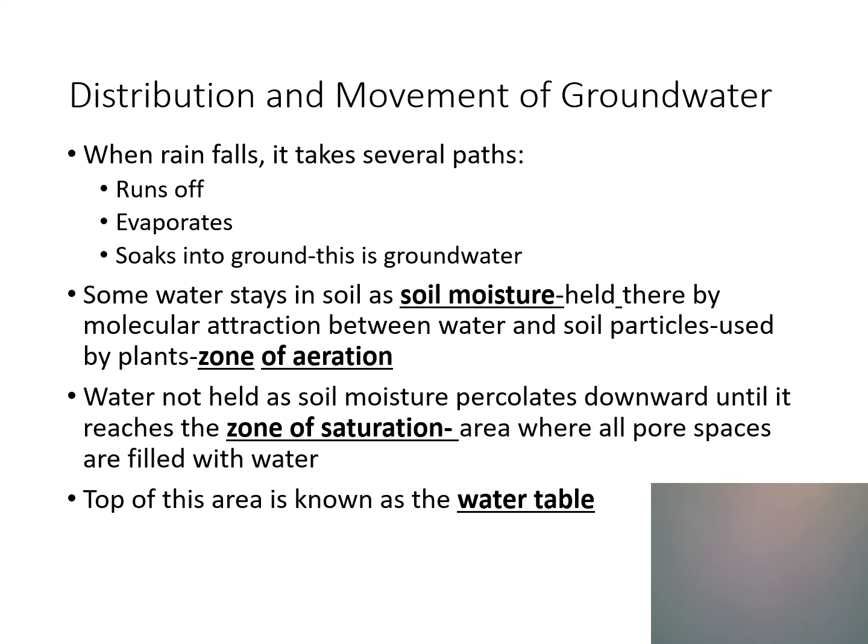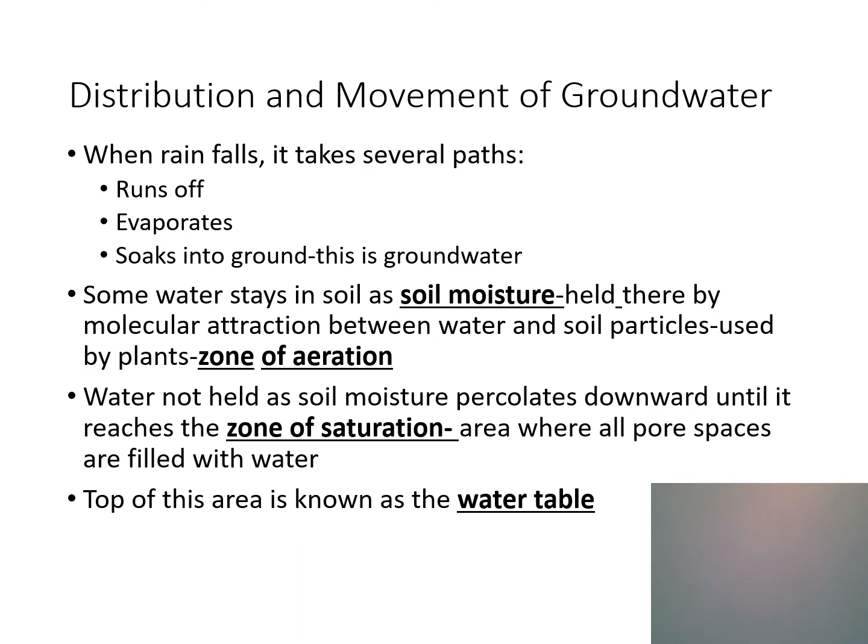So when rain falls, it takes several paths. We've already talked about evaporation, of course, but it can also run off and it will soak into the ground, or infiltrate into the ground. This is the component of water that we refer to as groundwater.